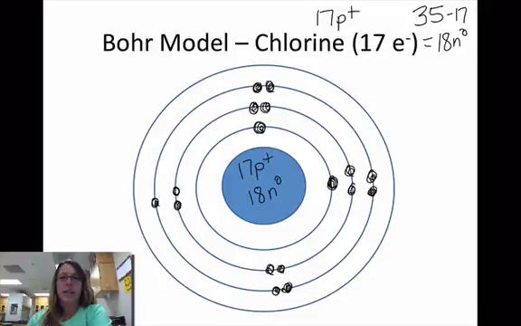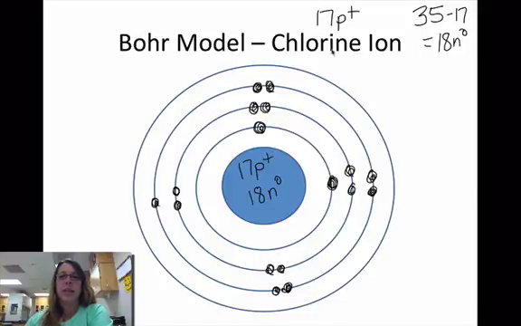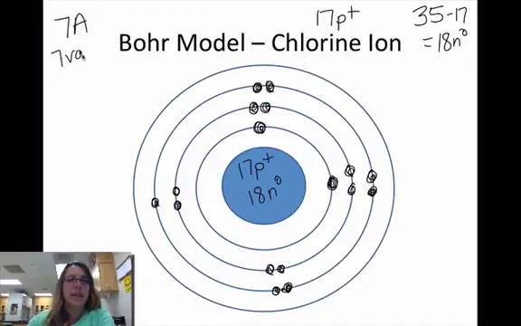I'm going to leave this up and go to the next one because this one is asking about the chlorine ion. So I'm going to look back here. This is the one we just drew for neutral chlorine. Neutral chlorine, we said, had 17 electrons. Chlorine is in 7A, so it has 7 valence electrons, and you can see them. We put them all here in this third energy level.